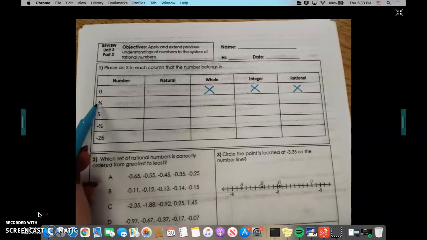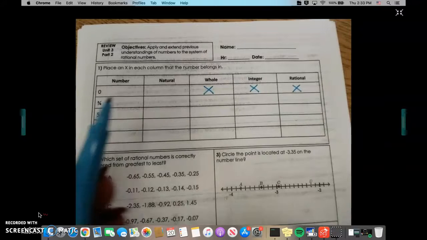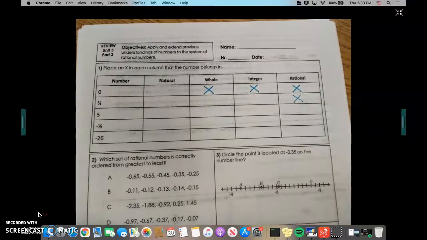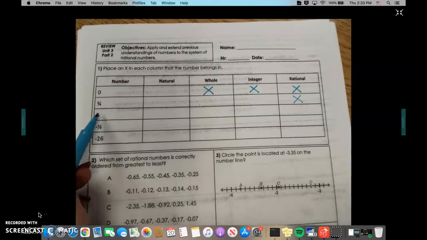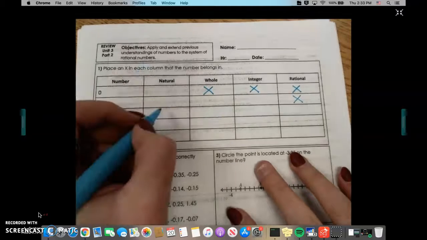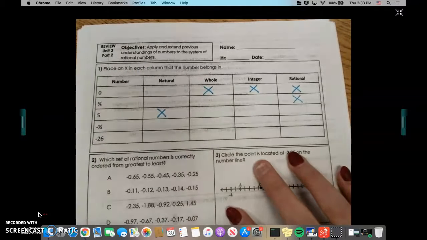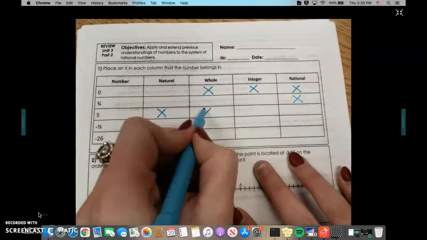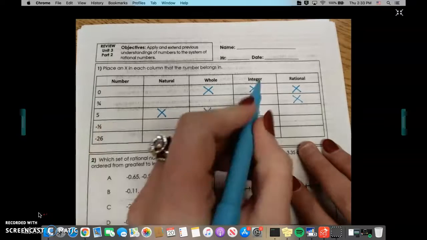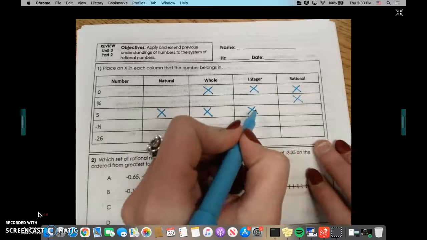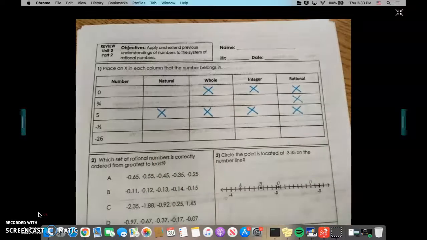Looking at the second one, we have the fraction 3/4. The only place that we ever put fractions is in the rational category, because rational numbers are fractions and decimals. The number 5, we can naturally count up to 5 on our fingers and our toes, so we're going to mark it as natural. And if something is natural, then it's also a whole number. And if it's a whole number, it's also an integer. And if it's an integer, it's also rational. So we need to have every single one of those marked for that one.